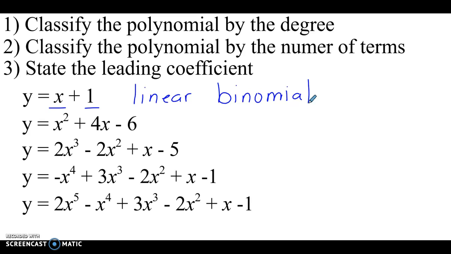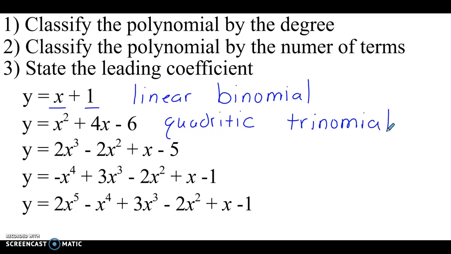The next one. The largest exponent is a squared. Good, so it means it's a quadratic. So the largest exponent's a 2, it's quadratic. And this one has how many terms? 3, so it is a trinomial. So I would call this a quadratic trinomial.